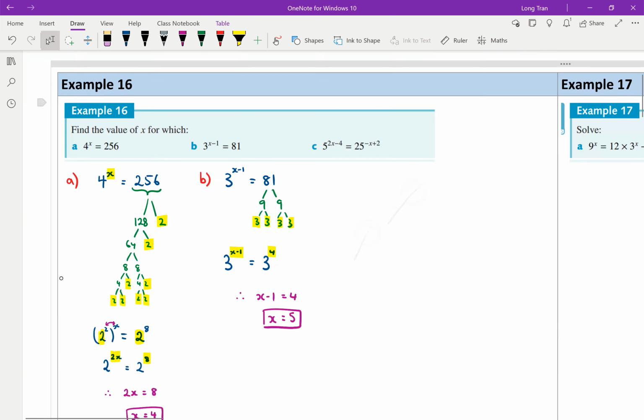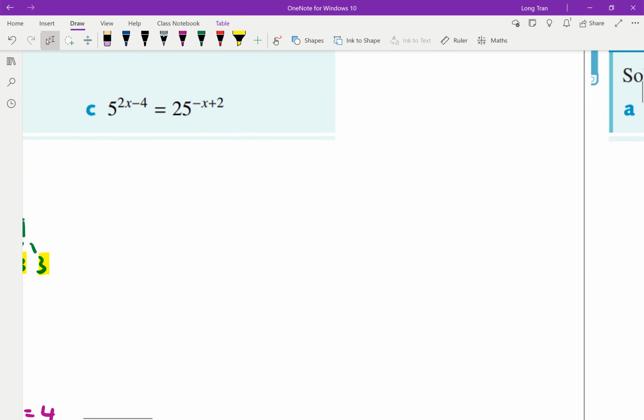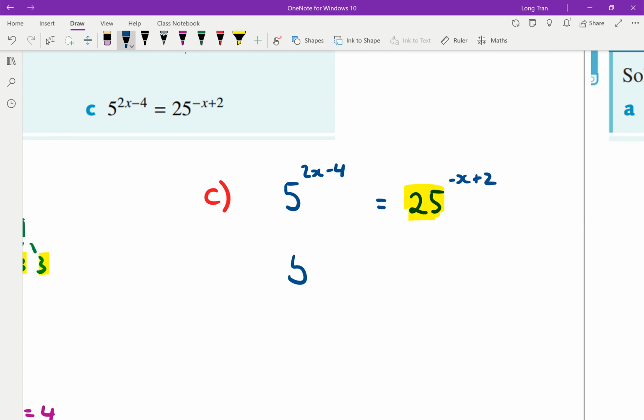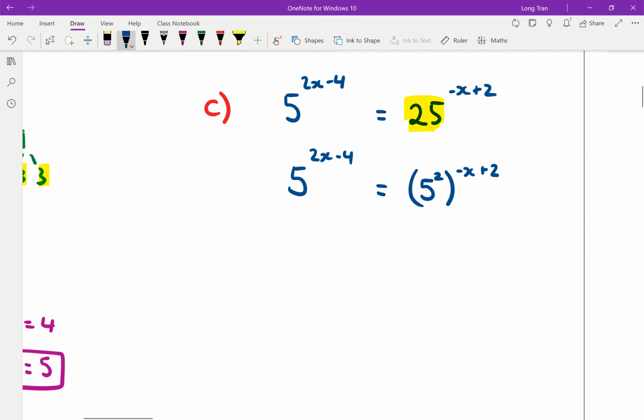And now let's try C over here. C over here now has 5 to the power of 2x minus 4 is equal to 25 to the power of negative x plus 2. So in this example here, again, we're going to try to break the 25 here into its prime factors. And I know that 5 is its prime factor already. So 5 to the power of 2x minus 4 is equal to, now 25 can be written as 5 squared, but then it's all to the power of negative x plus 2. Now, they both have a base 5.